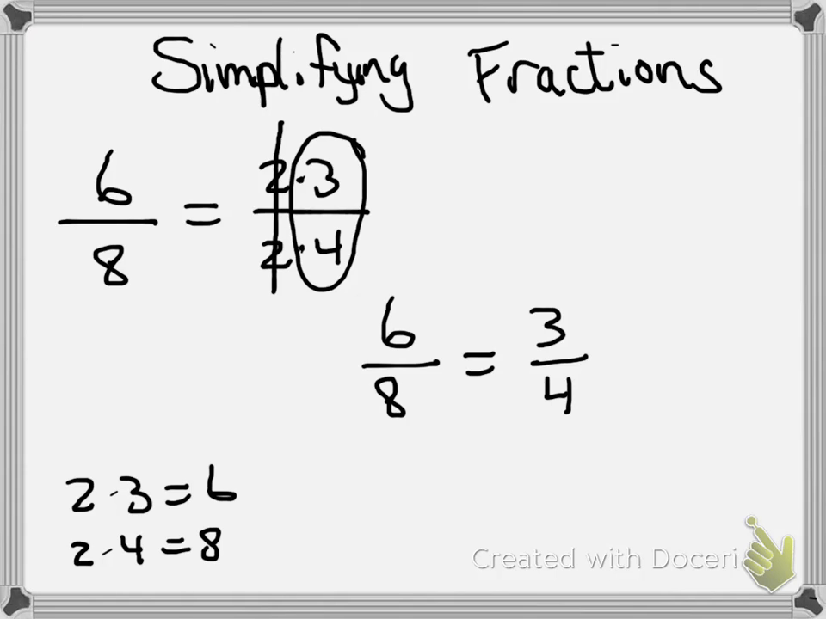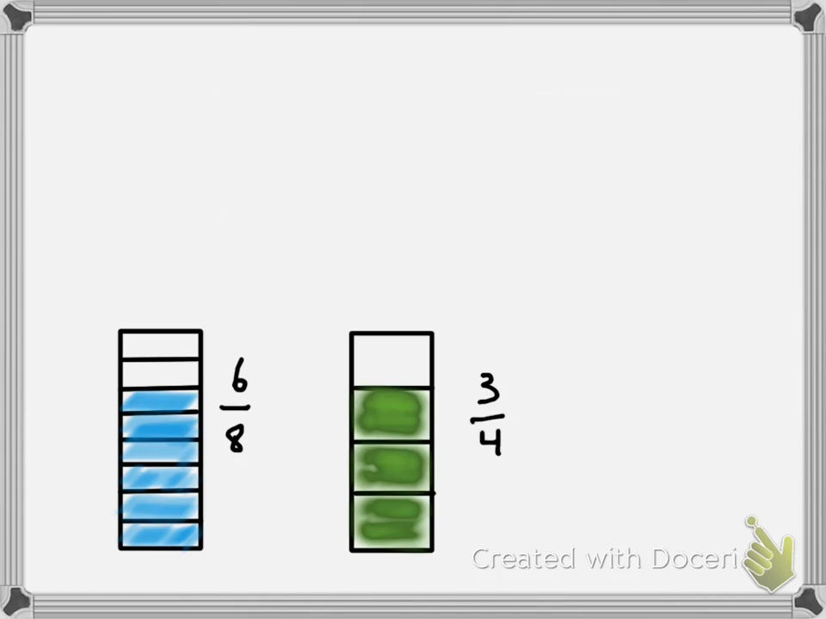Here's another way to look at it. So we're going to go to the next page, and I already have a diagram. I have the same shape, size rectangle. The first one is broken up into 8 pieces, and 6 out of those 8 pieces are shaded. Then I have the second rectangle that's broken up into 4 pieces, and 3 out of 4 of them are shaded. And look at that, they take up the same amount of space.